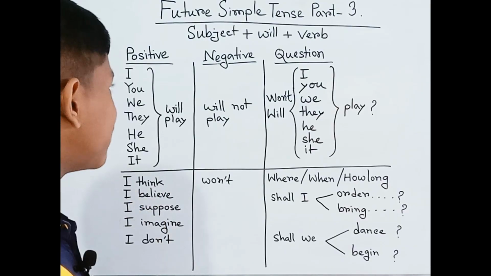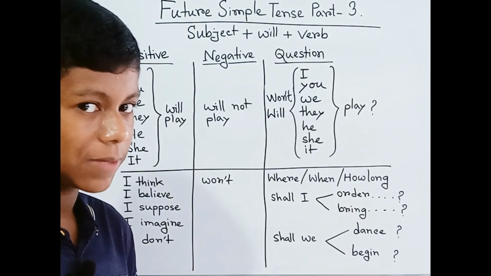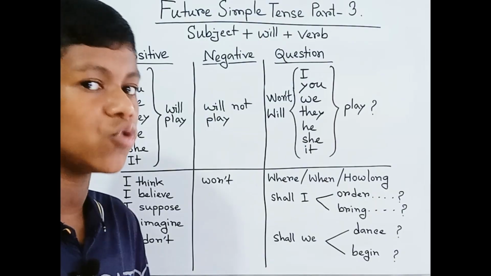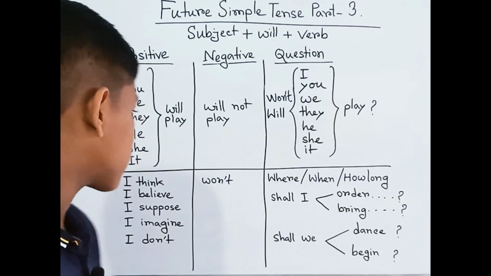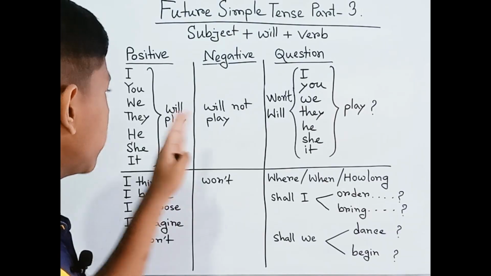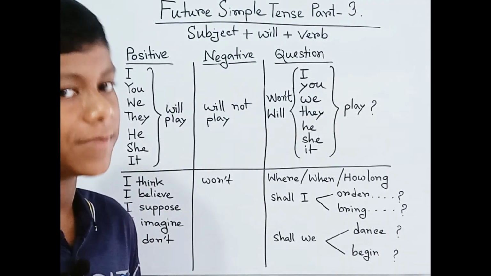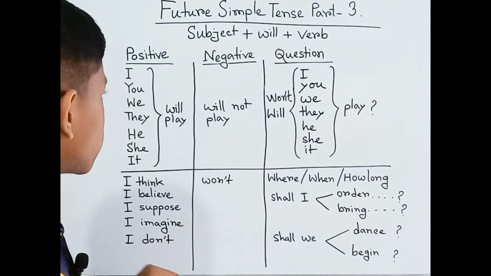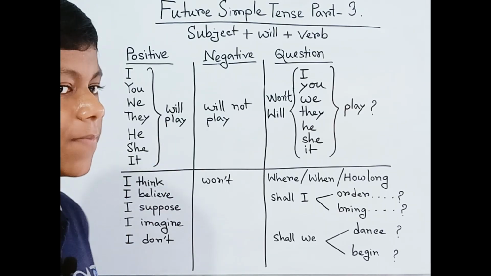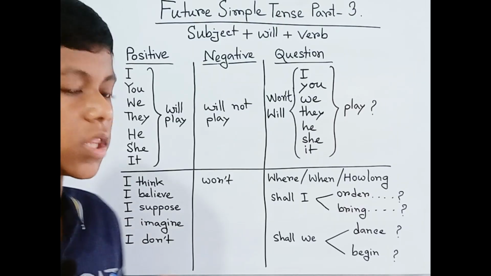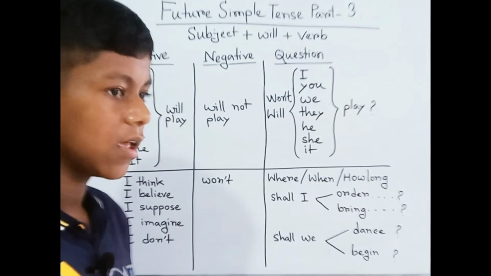You can also say, I believe he will play. I believe she will play. I believe Arjon will play. You can also say any kind of name. I believe they will play. I believe we will play. I suppose we will play. I imagine I will play. Not "I will play", because instead of I, we can use he: I imagine he will play.